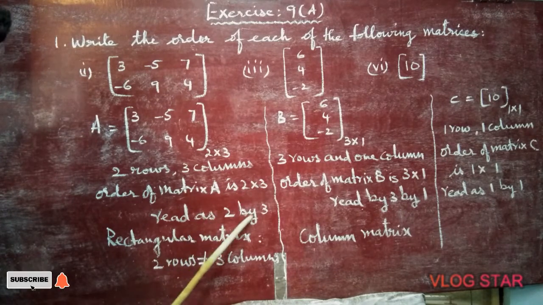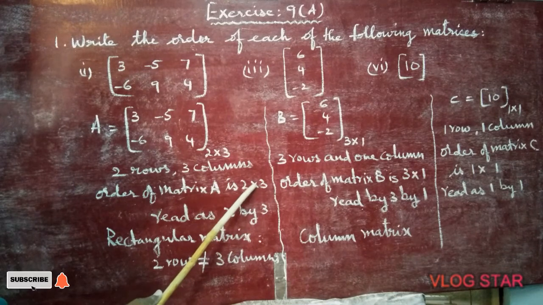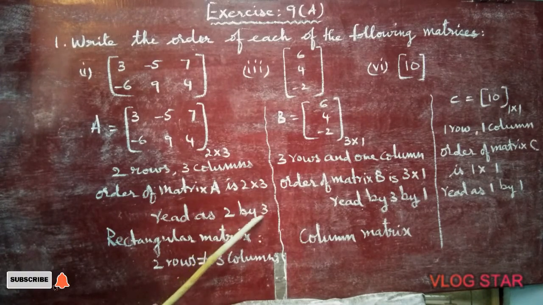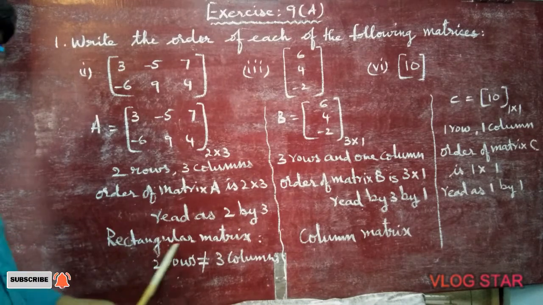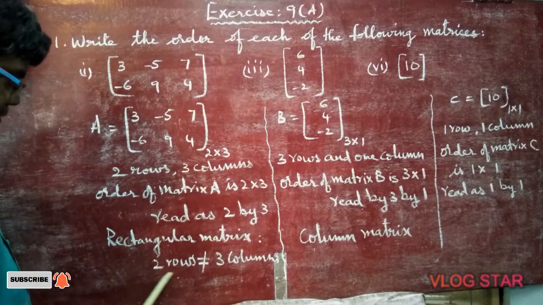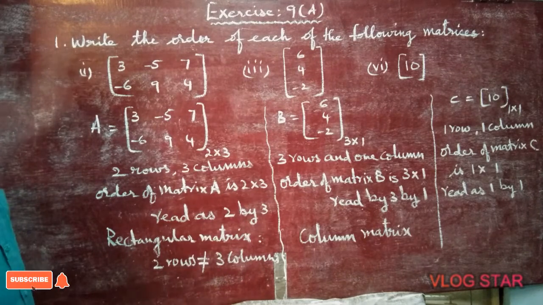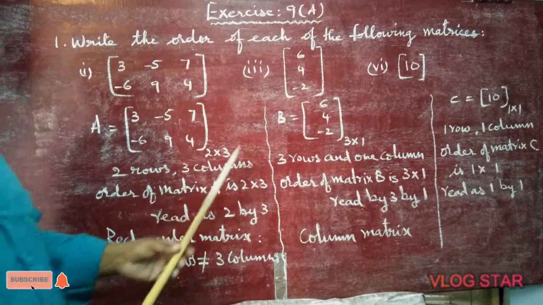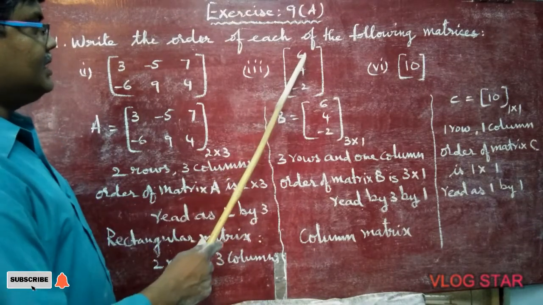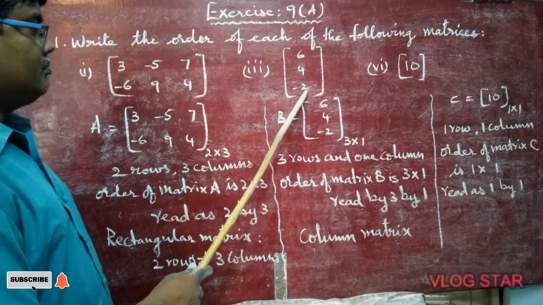We will read it as 2 by 3, not 2 into 3. This is not multiplication. Though it is maths, we are in the chapter matrix. So, 2 by 3 order. And one more thing I want to explain: types of matrix also. Everything I will explain. This is called a rectangular matrix: number of rows not equal to number of columns. So, covered everything.